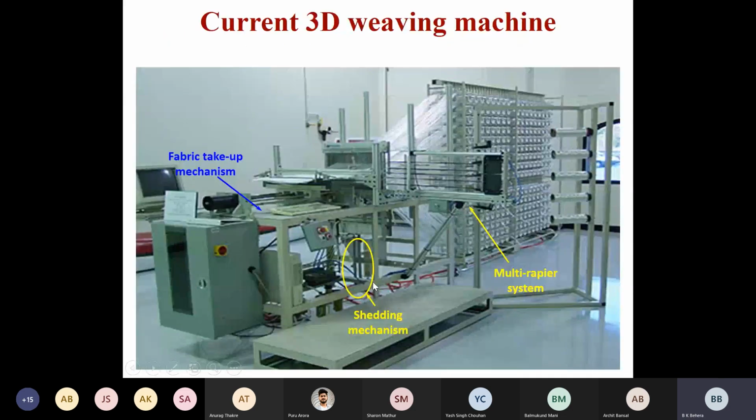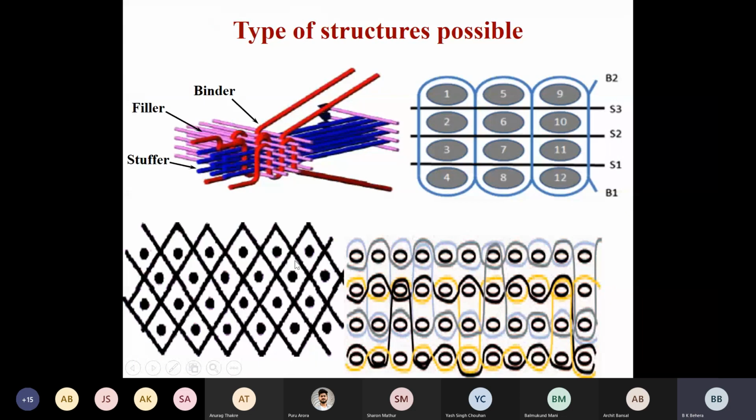Okay, then this is a machine, and we have a machine in our lab. You can have a look at this machine when you come to the lab. In this machine, we produce all these 3 structures. I will explain subsequently these 3 structures which you can produce in this machine. This is orthogonal, this is warp interlock, this is angle interlock. Remember, the fabric, as I have already explained, has 3 yarns: stuffer warp, binder warp, and filler.